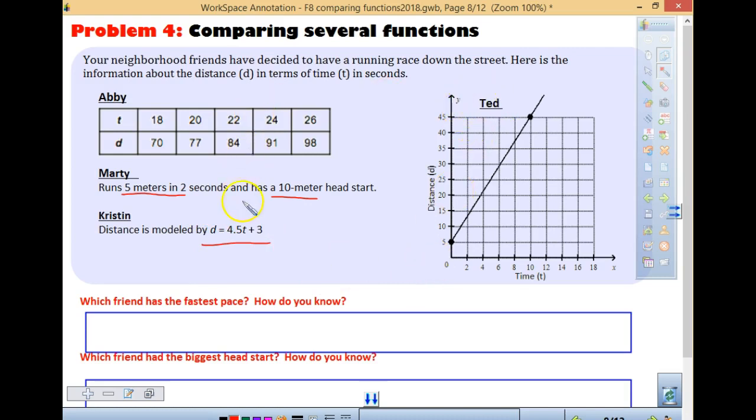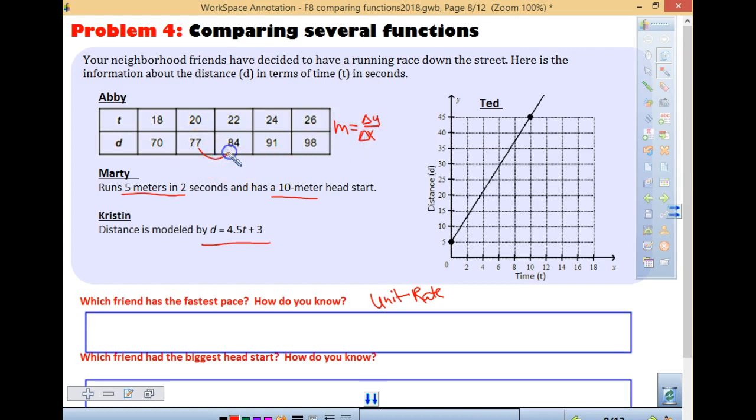So we have 4 different people if we are looking at this. It's asking you first off, which friend has the fastest pace, which means we are looking at their unit rate. So if we are going to find the unit rate for each person, Abby's, let's go up here and find our slope m. For Abby, we are going to find the change in y divided by our change in x.